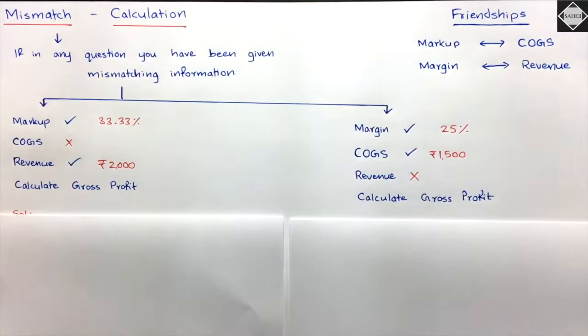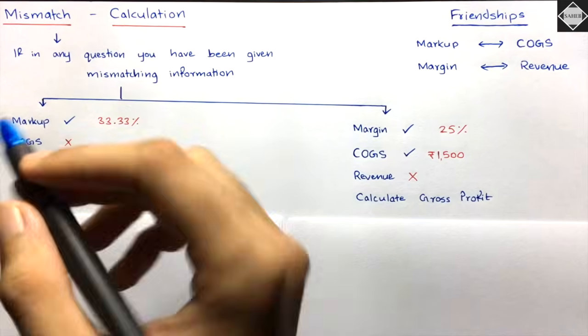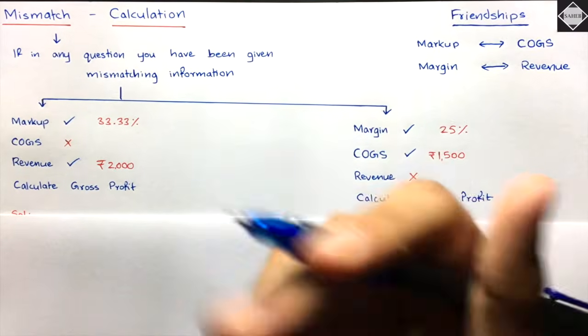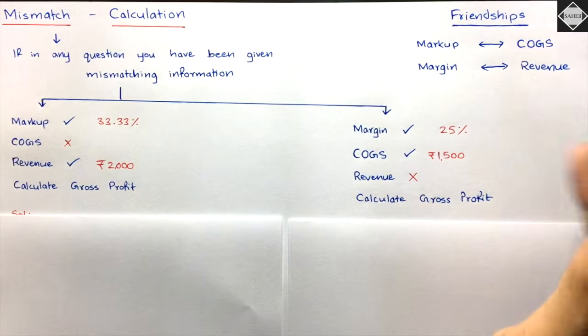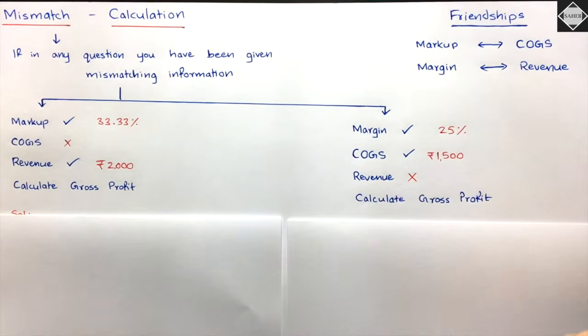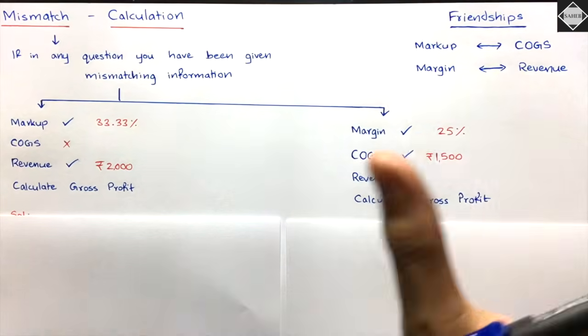Now see, here we have this mismatch calculation. If in any question you have been given mismatching information, this can happen in any consolidation question or any chapter. Costing chapter also, job costing, batch costing, wherever there is a profit thing in a chapter, this thing will be there. So you must understand this properly.